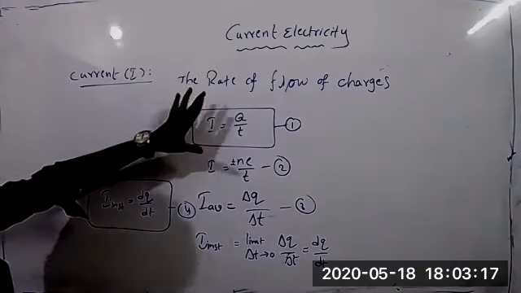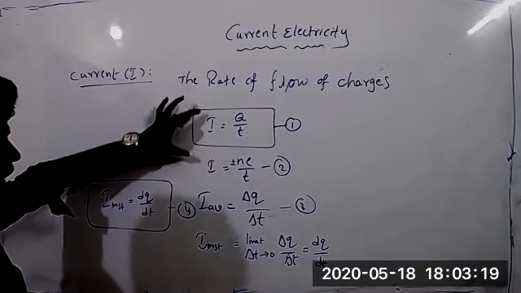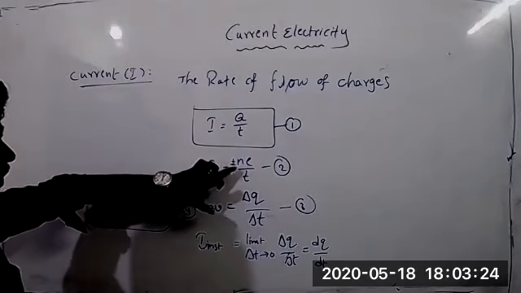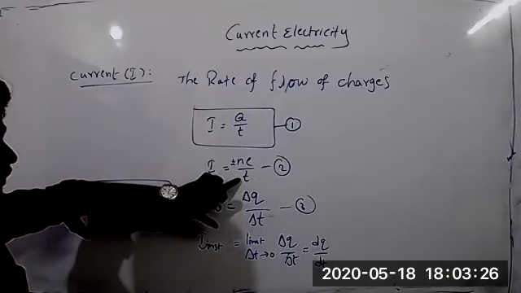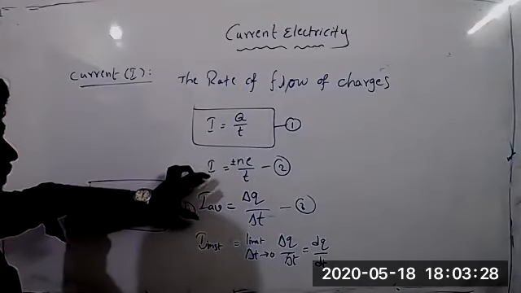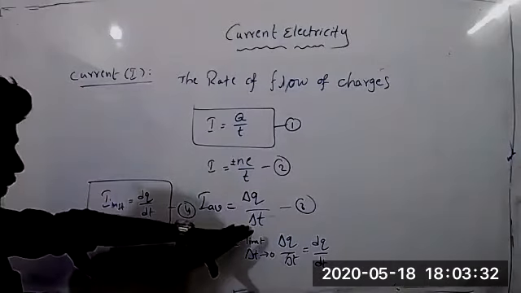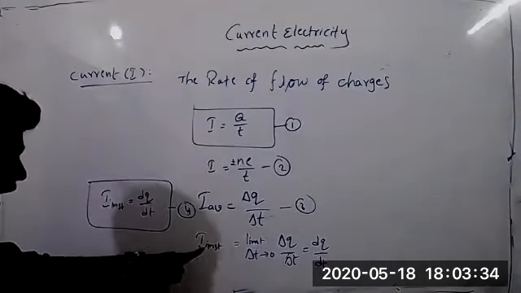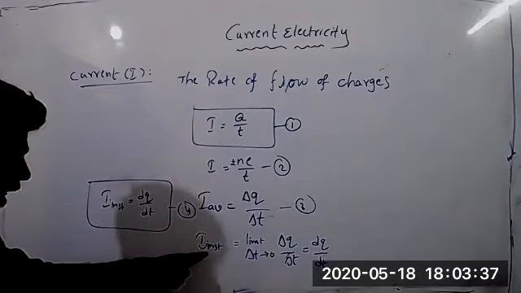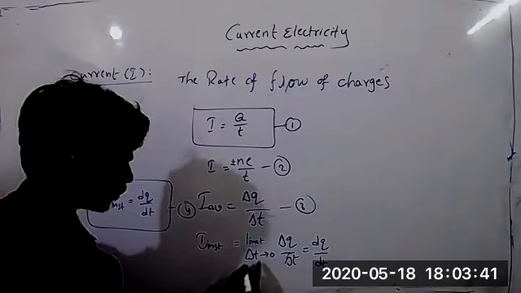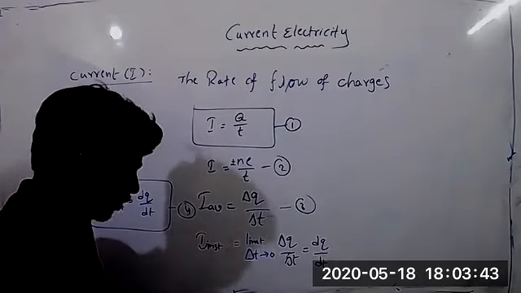The rate of flow of charges causes current. That current I is equal to Q by T. This formula we can write as I is equal to plus or minus NE by T. If you want to calculate the average current, it is the change in charge by the change in time. If you want to calculate the instantaneous current, we have to apply a limit, delta T tends to 0. That means it is not 0, but nearly equal to 0.